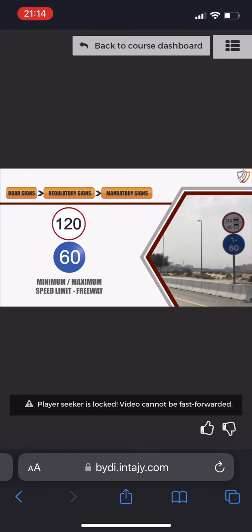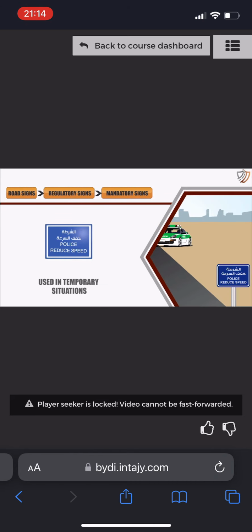Minimum speed limits. Freeway. The sign depicts that the minimum speed limit on the freeway is 60 km per hour, where the maximum speed is 120 km per hour. It is commonly seen on freeways. Driving below the speed limit without any reason can disturb other motorists and it may incur a fine. Police reduce speed. This sign will be seen in temporary situations at checkposts or points where police are running a routine check. Drivers must slow down and follow the police instructions.